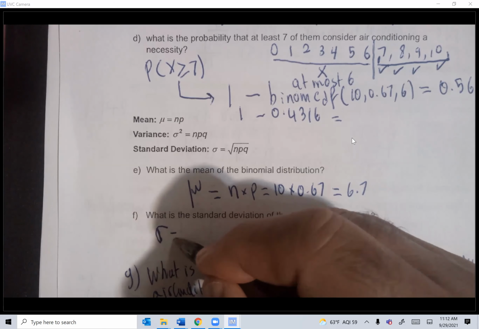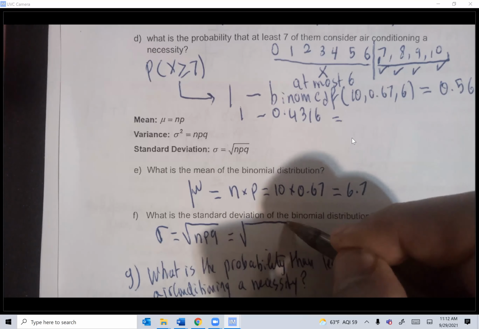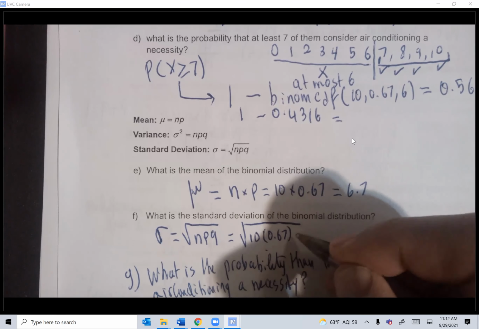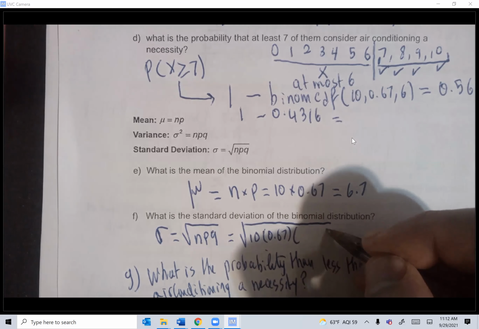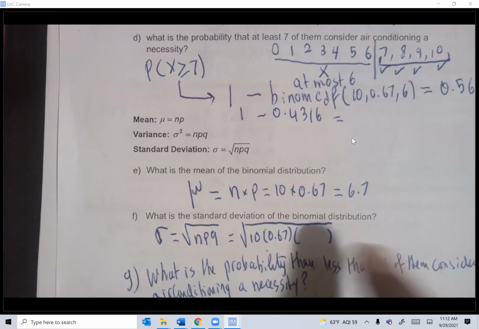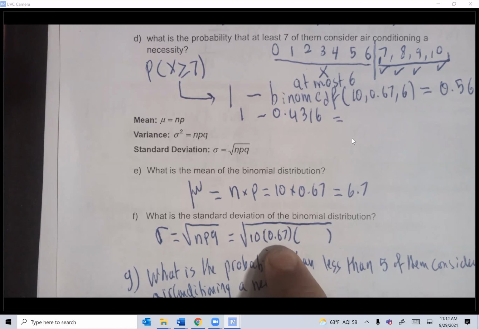Sigma equals square root, which I'm going to show you how to use the square root function, guys. 10 times 0.67. And would a student please tell me what q is? I know p is 0.67. What would be q here? q is the probability of failure. Don't make me put it down, guys. I need students to do this. Not 2.5. Where did you come up with the 2.5 from? The probability of success is 0.67. 0.33. Yeah, you got it.